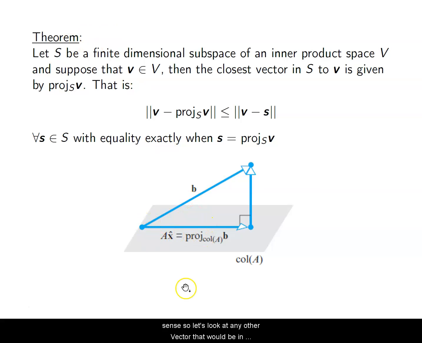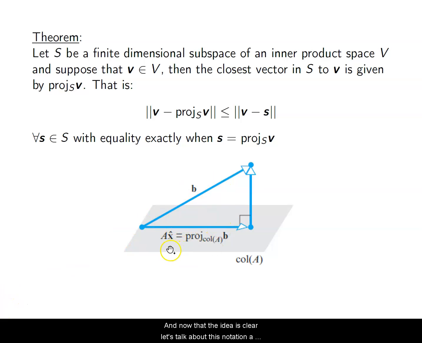So let's look at any other vector that would be in this plane. If I had a vector that went this way in the plane, its distance is further away than basically the shadow that would be cast down orthogonal to the plane, right? So we're looking for basically the orthogonal shadow, the projection of this vector onto that subspace. That's the closest vector in this subspace to our given vector.